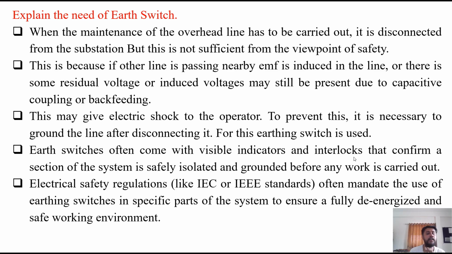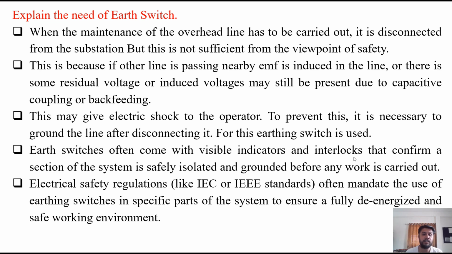When maintenance of the overhead line has to be carried out, it is disconnected from the substation, but this is not sufficient from the viewpoint of safety. This is because if another line is passing nearby, EMF is induced in the line, or there is some residual voltage or induced voltage that may still be present due to capacitive coupling or backfeeding. This may give an electrical shock to the operator. So to prevent this, it is necessary to ground the line after disconnecting it. For this, an earthing switch is used.